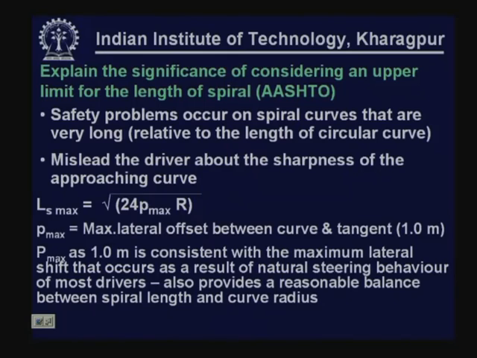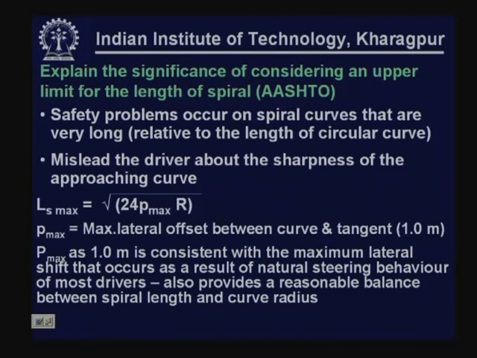The last question was: explain the significance of considering an upper limit of the length of spiral. Why is an upper limit used? Basically, safety problems may occur on spiral curves that are very long. Very long means very long relative to the length of the circular curve. As compared to the length of the circular curve, if the transition length is very high, then a safety problem may occur, because that may mislead the driver about the sharpness of the approaching curve.